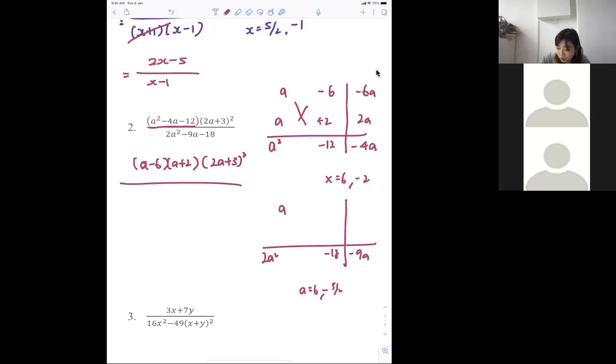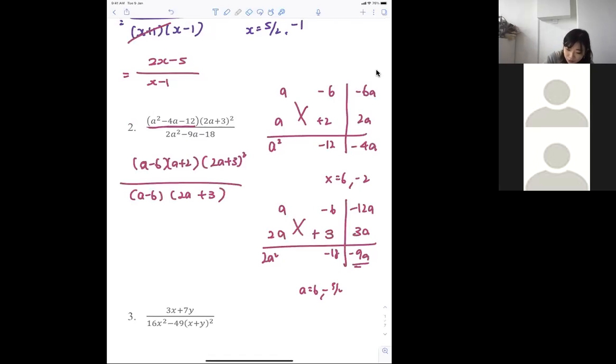So same thing, slowly draw AA first. 6, you put minus 6. Minus 3 over 2, top number here, bottom number here, minus you put plus. You get 9. Okay, so you got A minus 6, 2A plus 3.